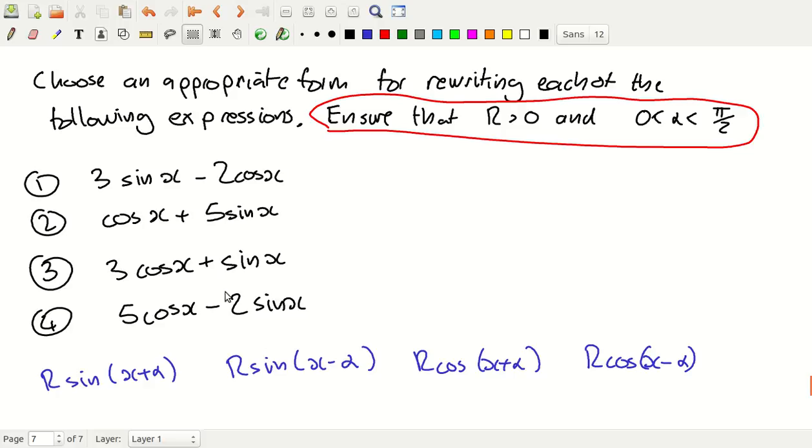For the first one, the answer is r sin(x minus alpha), which works very well. If you do that and expand it, you'll get r is the square root of 13, and alpha turns out to be inverse tan of 2/3. For the second one, you can use r cos(x minus alpha).